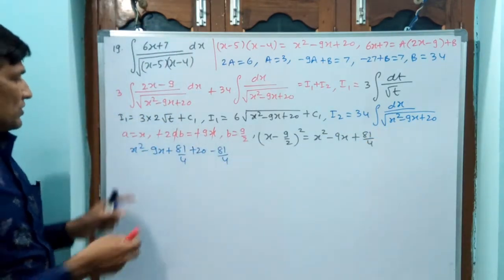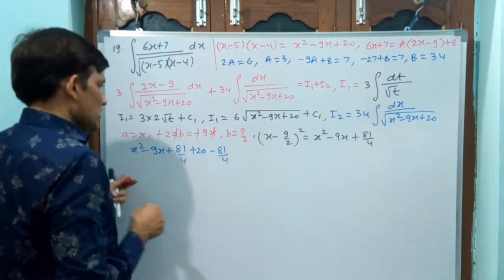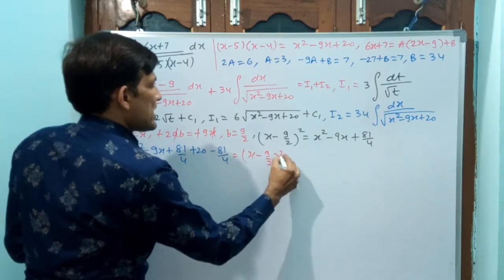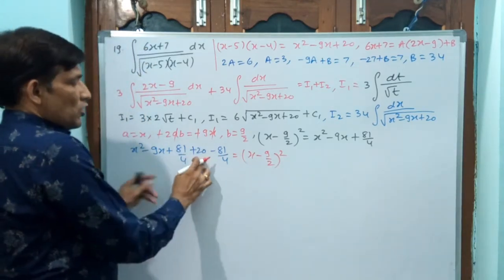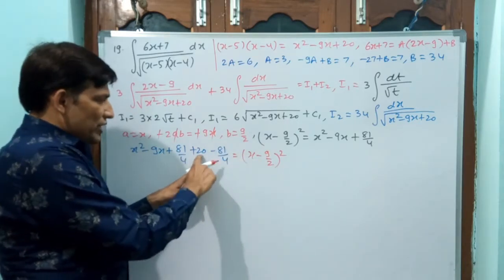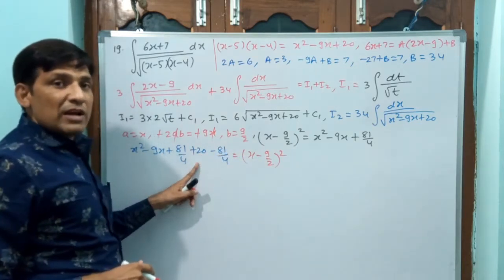Okay. Now you see, until here you can write like this. See how I am writing. X minus 9 by 2 whole square will be up to here. Then 20 minus 81 by 4, you have to see whether it will be plus or minus. You see, 80 minus 81 is minus 1 by 4.